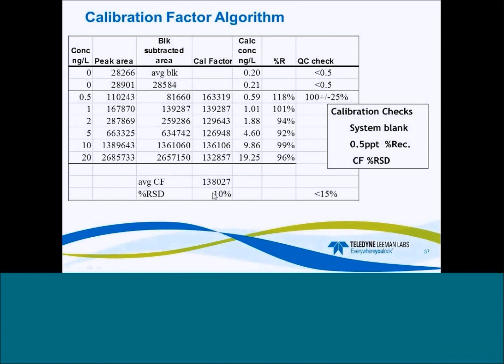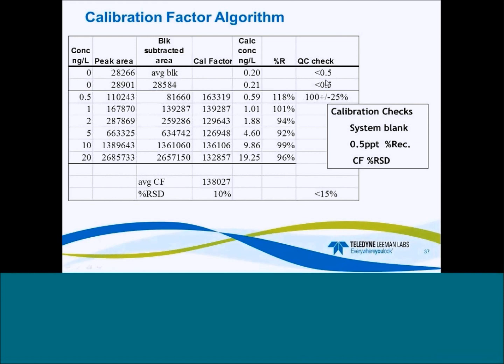The calibration factors for all of your standards have to have an RSD of less than 10%. This guarantees that you have a linear fit. I'm sorry, it's recorded here as 15%. It has to be less than 15% to guarantee that you have a linear fit. And when you look at your report level, your lowest non-zero standard, it has to be within plus or minus 25% of the true value.